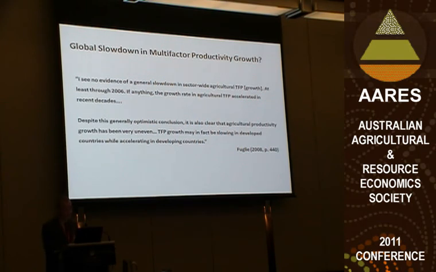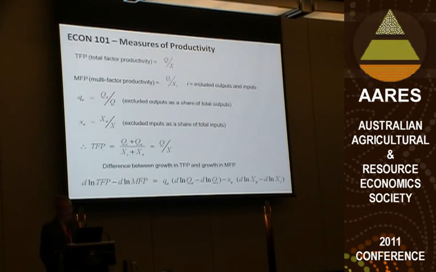And Keith writes that he sees no evidence of a general slowdown in sector-wide, he's calling it TFP growth, at least through to 2006. And in fact, if anything, the growth rate in agricultural TFP accelerated in recent decades. But the caveat there is that despite this general optimistic conclusion, growth is pretty uneven, and in fact TFP growth may be slowing in the rich countries in the world vis-a-vis the developing countries in the world.